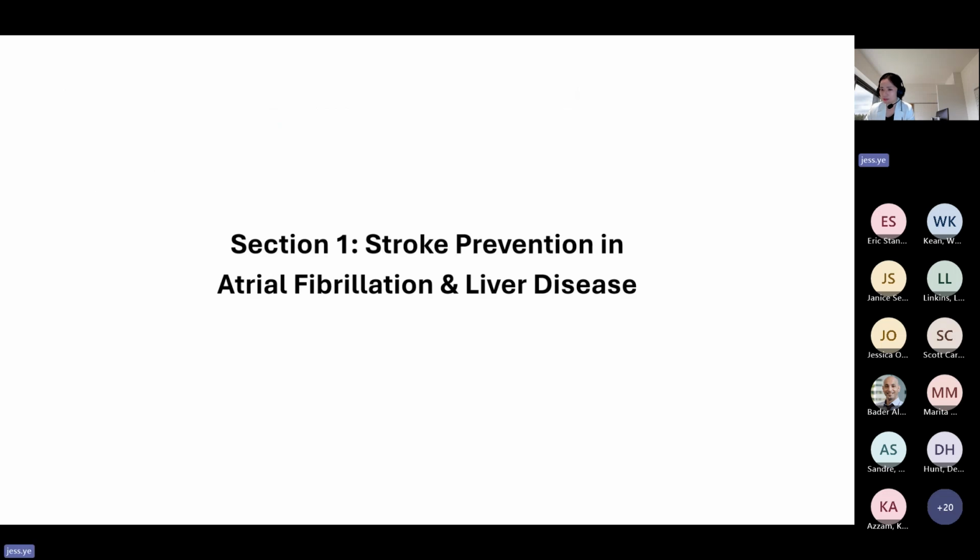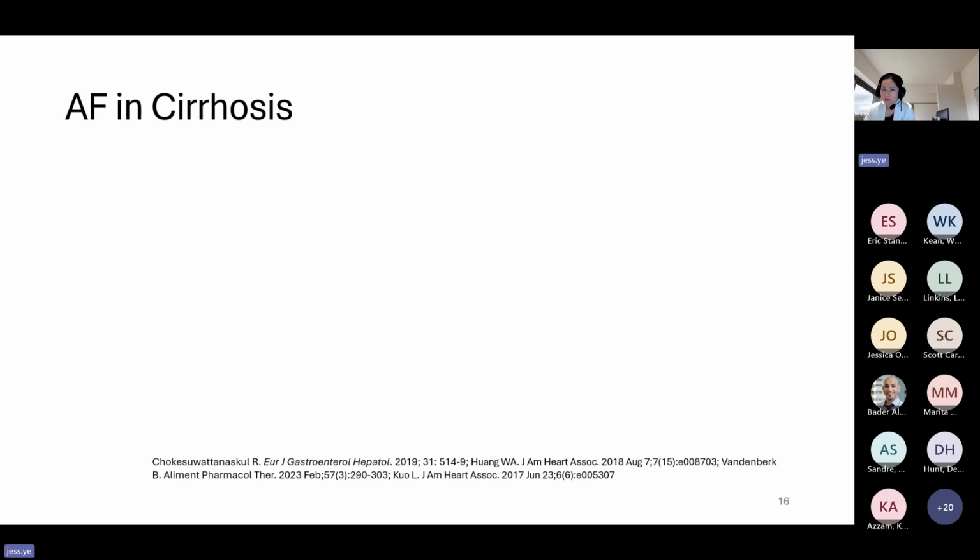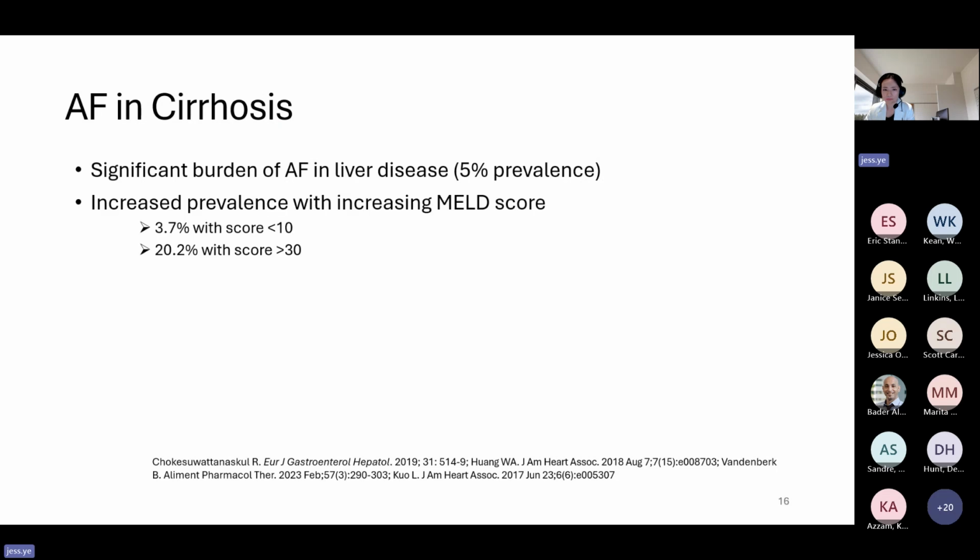Now I will discuss section 1 of this talk, which is atrial fibrillation. It's one of the most common indications for anticoagulation in liver disease. There is significant burden of atrial fibrillation in liver disease. It's quoted to be about 5% in terms of prevalence, and this prevalence increases with disease severity, as you can see here.